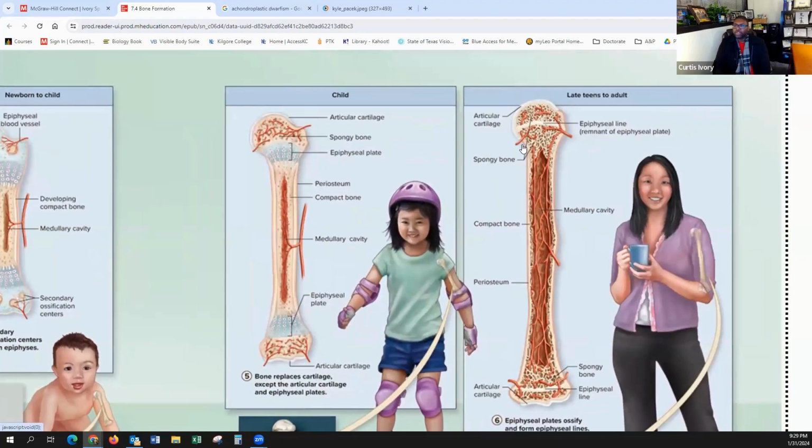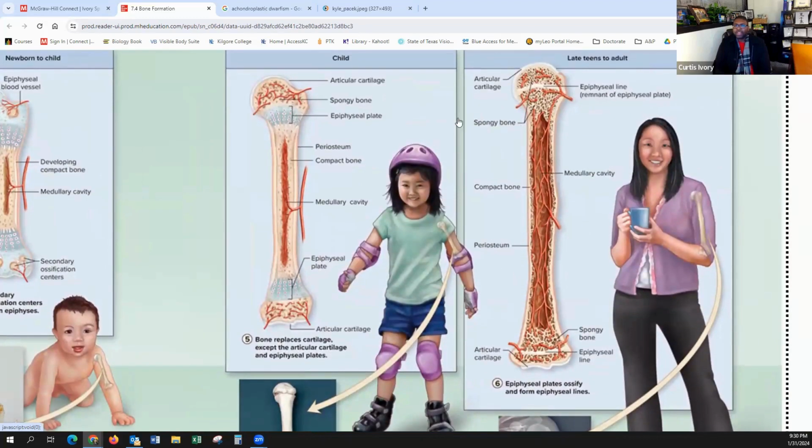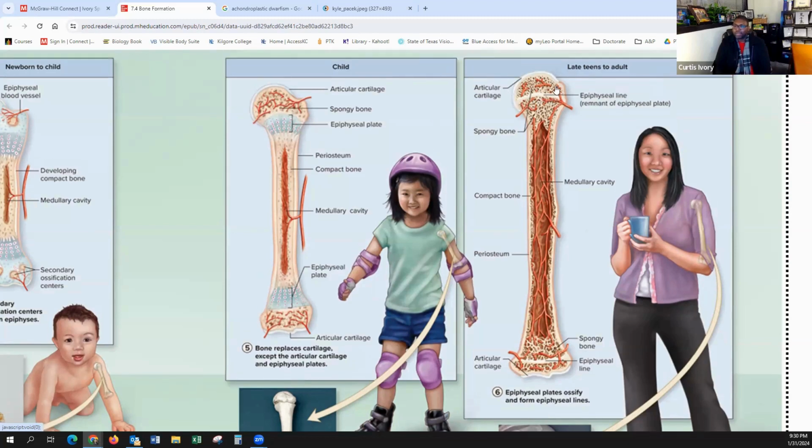And then once we get to an adult, we see that we no longer have an epiphyseal plate. We have an epiphyseal line. So once the plate is done dividing or growing, it goes through ossification and becomes hardened and becomes a line. So if we look at an X-ray and see a plate, we know that this is a child. If we see a line where that plate has now sealed and become ossified or calcified, it is now an adult.